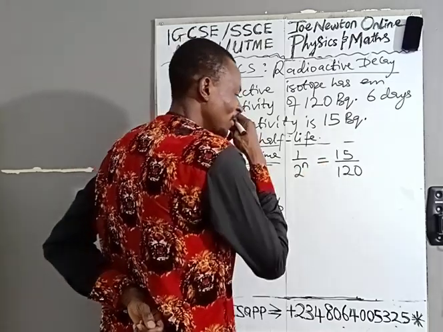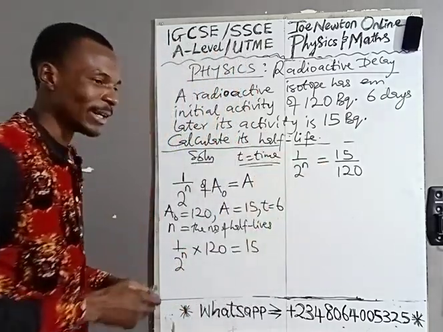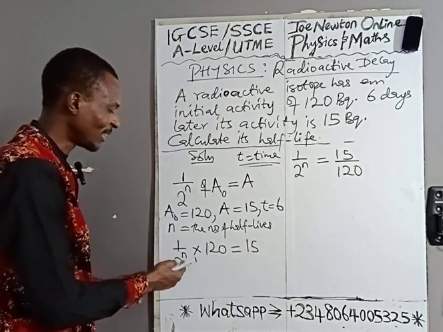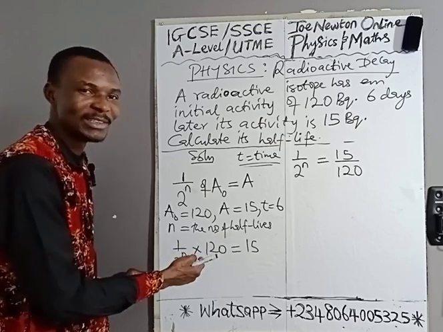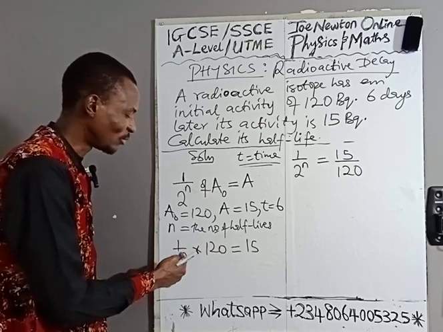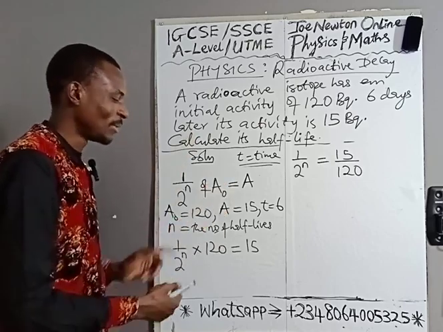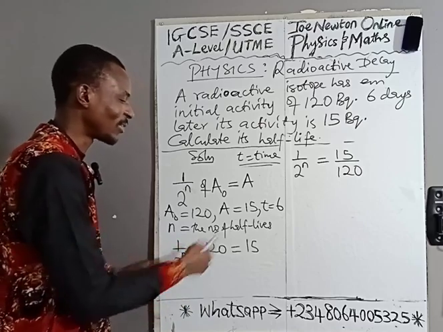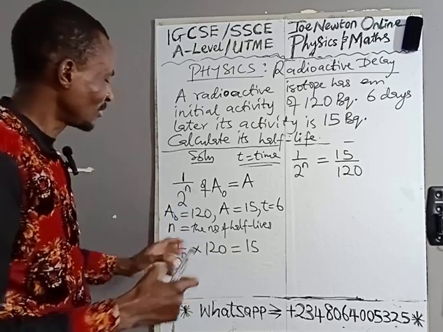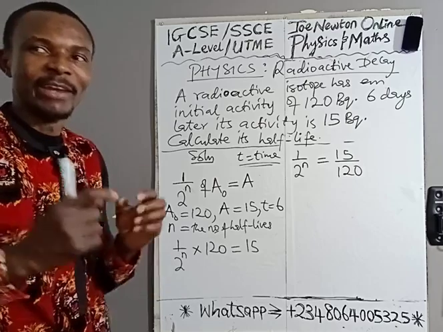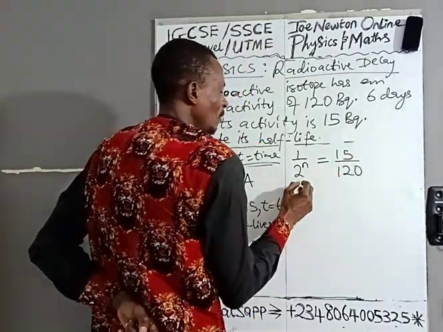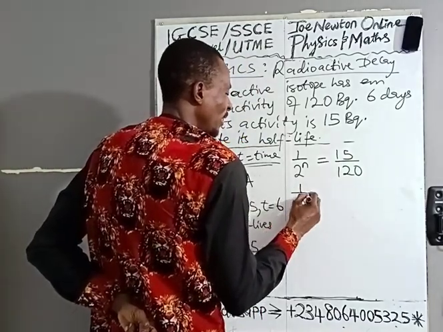Be mindful of what I did here. This is not 2n, so that you don't go and say 2 divide 120. Avoid that error. This is not 2n. They are two different things. This is 2 raised to the power of n. So be mindful. Had it been 2n, then you could say divide. So be mindful of these terms in algebra.